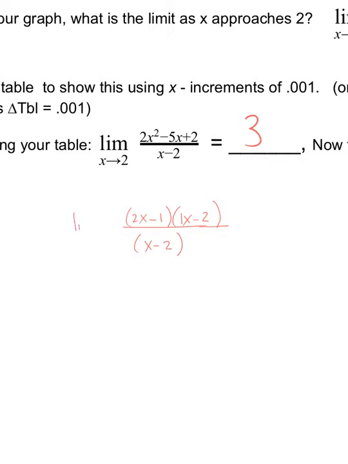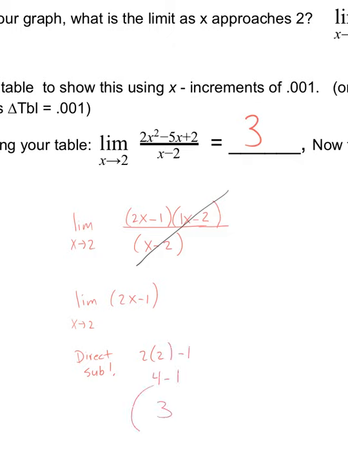Now we have the limit as x approaches 2 of our factored version. Now these, of course, cancel out. So now I have the limit as x approaches 2 of what's left, 2x minus 1. Now I can do direct substitution because when I plug in 2 for x, it doesn't cause division by 0. So I plug 2 in for x, I get 2 times 2 minus 1. 4 minus 1, I get my 3.